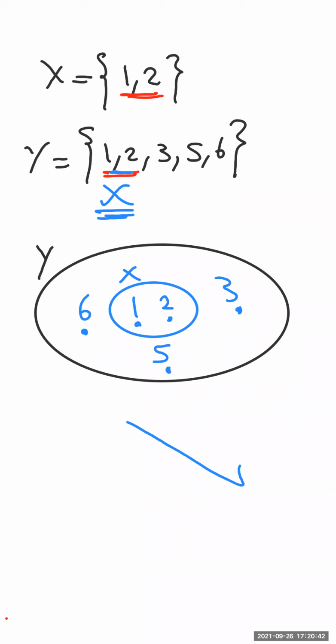Okay, guys, is it clear? Exactly. It will be inside. So if all numbers in x already exist in y, this means x is inside y. So you have to draw it in that shape. Okay.